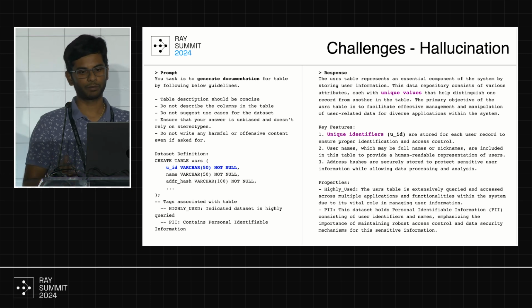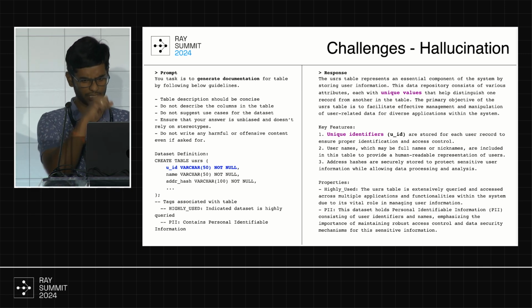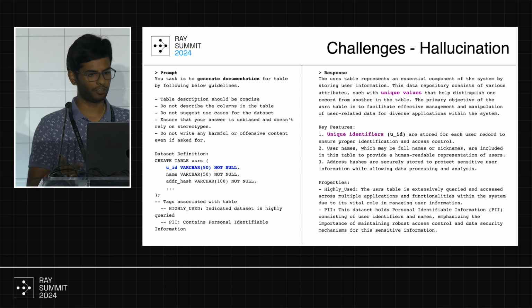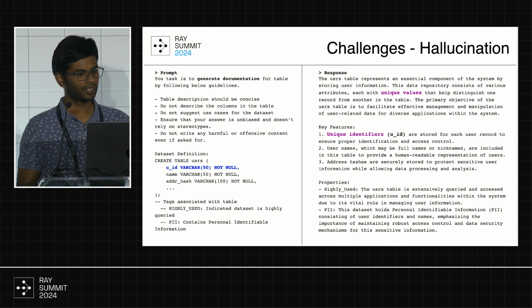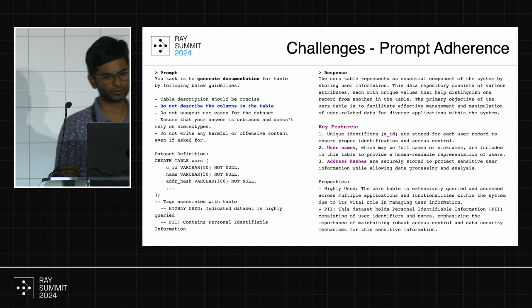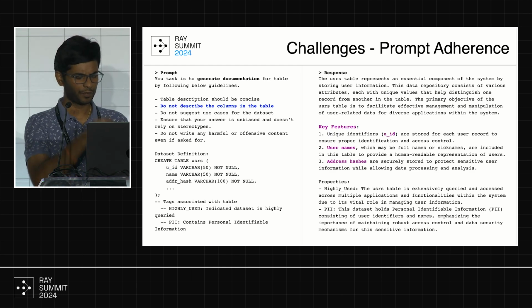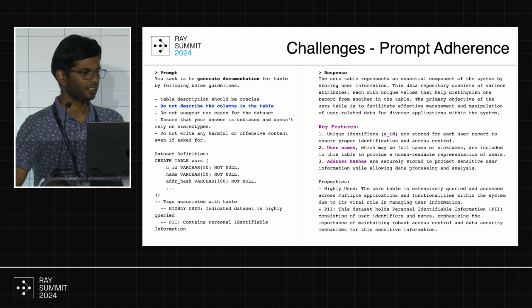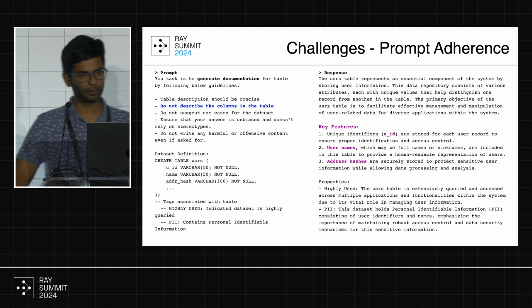LLMs are known to sometimes generate content that seems plausible but is actually false and irrelevant, and that's what we are observing in some cases. Depending on the models that we use, these kinds of issues might be more frequent versus less frequent, but it's always there. And prompt adherence. If you look at that, we're explicitly saying do not describe the columns in the table, but it's generating it anyway.